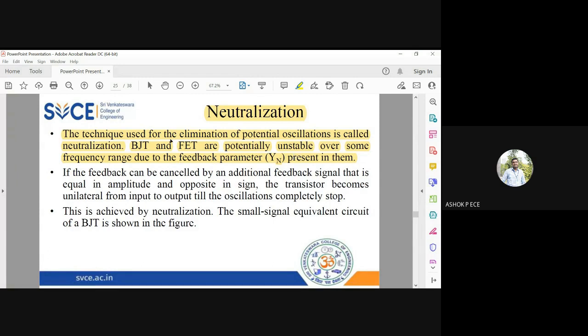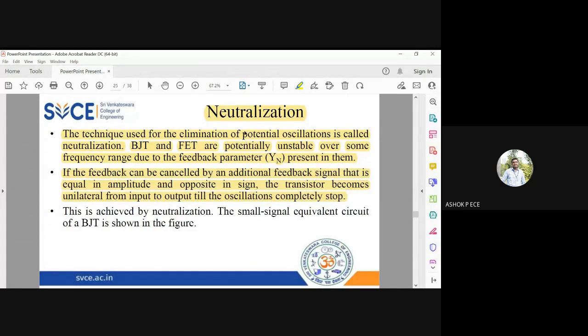So they are saying that BJT and FET, even though they are very good amplifiers, still tend to become unstable over some frequency range because of this feedback component. And this feedback will be there because the biasing circuits are designed using feedback components, right? So I cannot completely eliminate the feedback components. These feedback components will also be there. What additional components I include in my circuit will minimize the oscillations. So if this feedback is cancelled by an additional feedback that is equal in amplitude and opposite in sign, the transistor becomes unilateral and oscillations will stop.